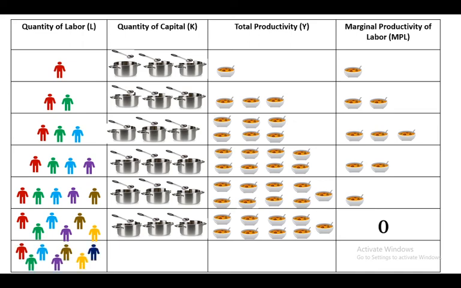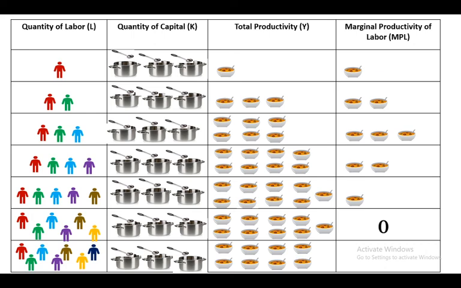Now let's say the restaurant owner decides to hire a seventh worker. Quantity of capital is same. This seventh worker was absolutely not required because he damages the entire production process. This time, total productivity instead of increasing begins to decrease. This is the first time your total productivity has fallen, right? From 9 plates to 8 plates. What about marginal productivity of the seventh worker? No additional output is produced, rather one less unit of output is produced, right? So marginal productivity is -1. This is known as negative marginal productivity of labor, right?